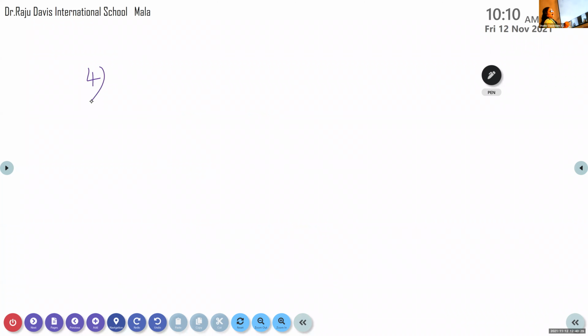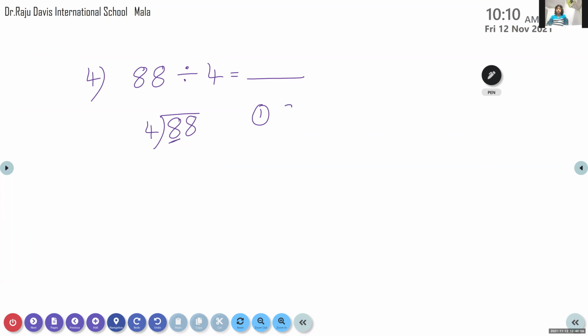Fourth example, fourth table. 88 divided by 4 is equal to dash. Now, 88 divided by 4. What is the first step? First comparison, isn't it? Compare the digit of the dividend and the divisor.